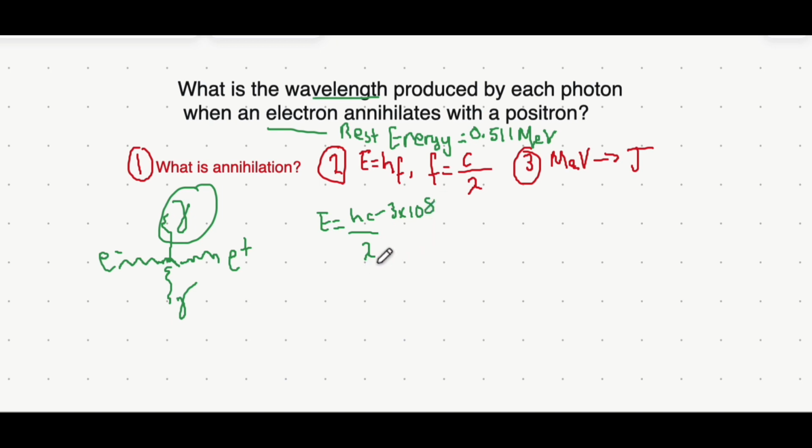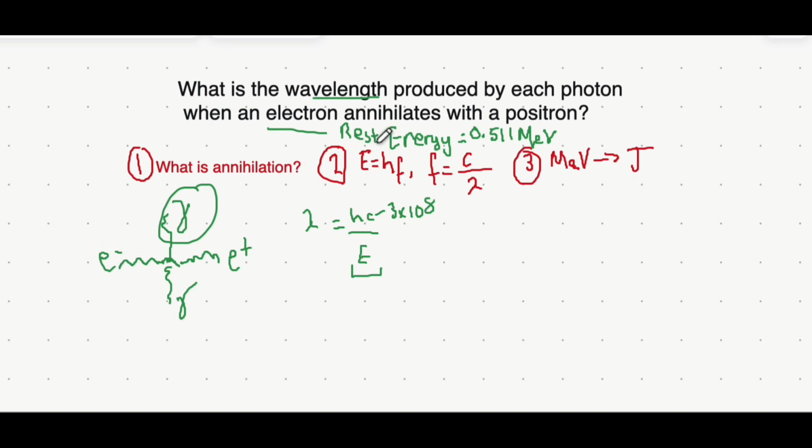Now the wavelength is what we're trying to find, and we can make it the subject of the equation by simply replacing the positions of energy and wavelength. And we can just say that wavelength is hc over energy. But what's the energy of each of these photons? Well, all of this energy comes from the rest energy of the electron.